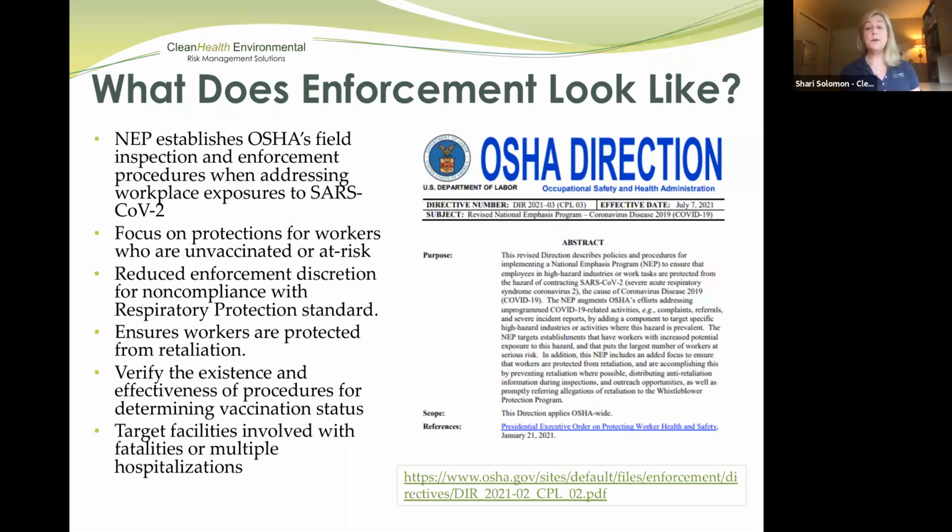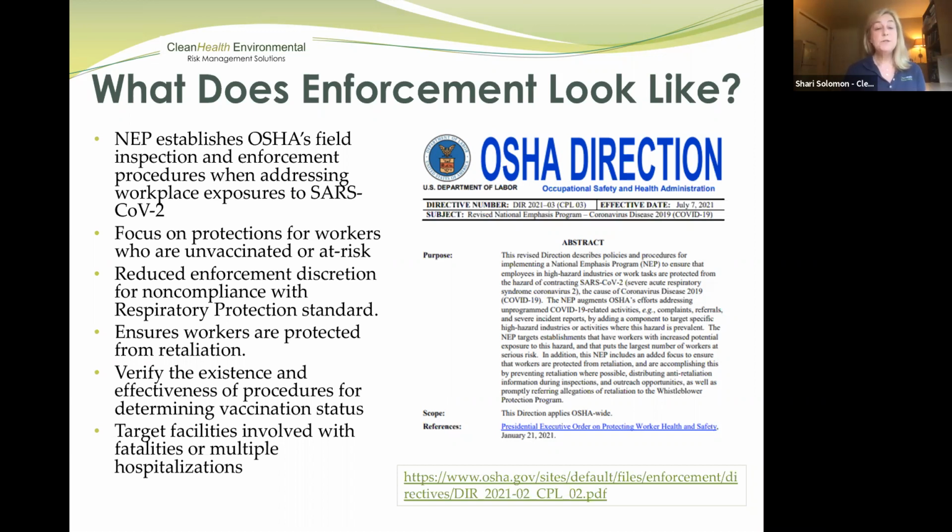So that's really important. The OSHA directive specifically focuses on those folks that are unvaccinated or at risk. So keeping that in mind, if you have a vaccinated employee who is at risk, OSHA considers them in the unvaccinated group because they're at risk. So keep that in mind.